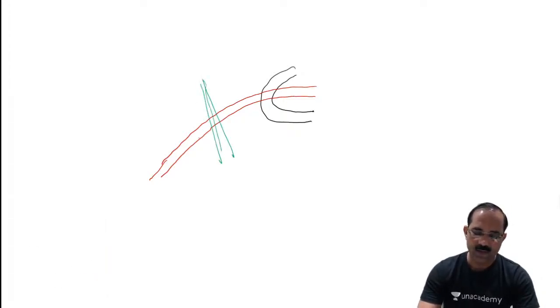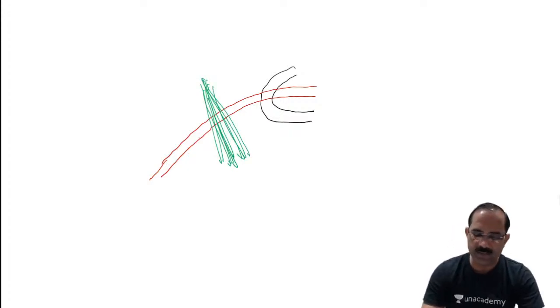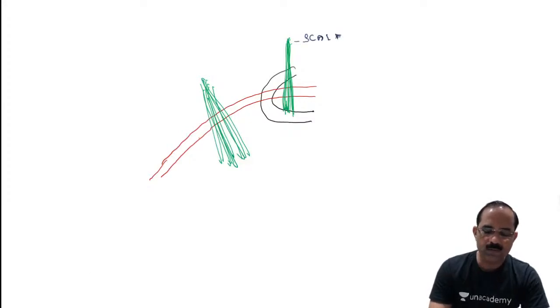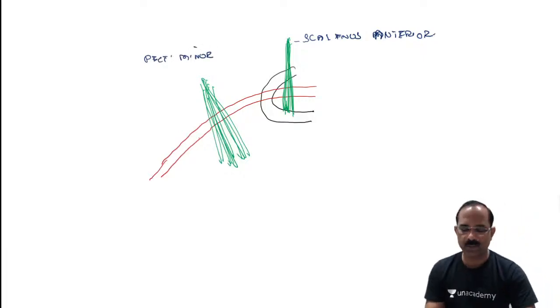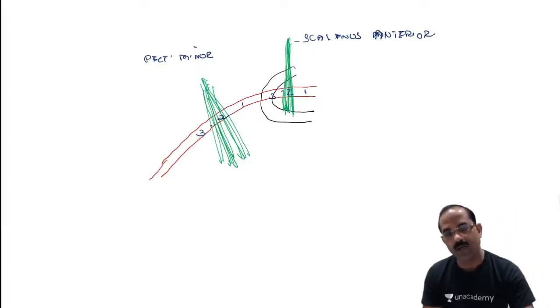That's the subclavian artery. If this is the axillary artery, what is the muscle which divides the axillary artery into 3 parts? And if this is the subclavian artery, what is the muscle which divides the subclavian artery into 3 parts? Scalenus anterior, and that's the pectoralis minor. So that's the first part, the second part, and the third part of the subclavian artery; and the first, second and third part of the axillary artery.